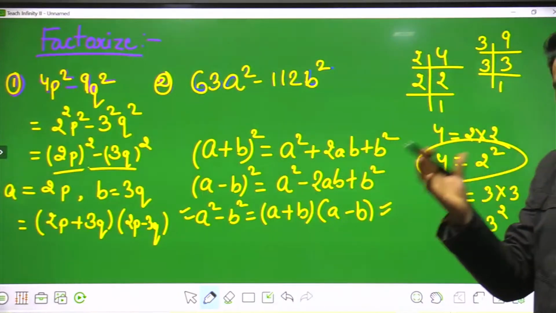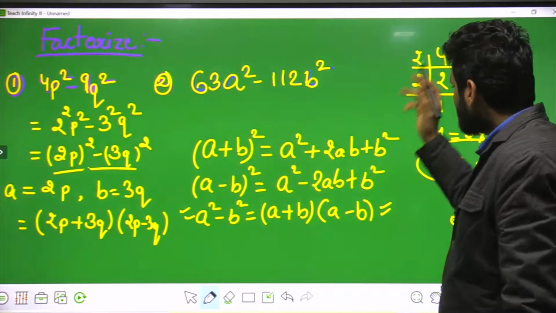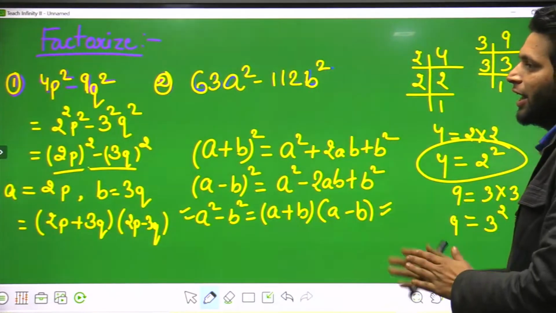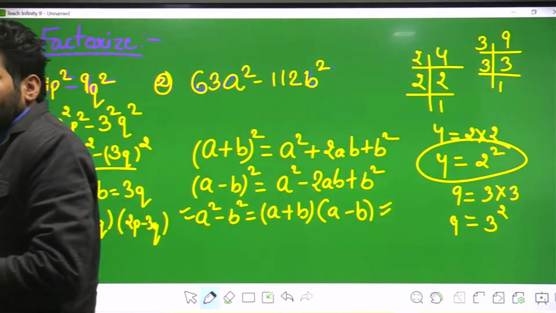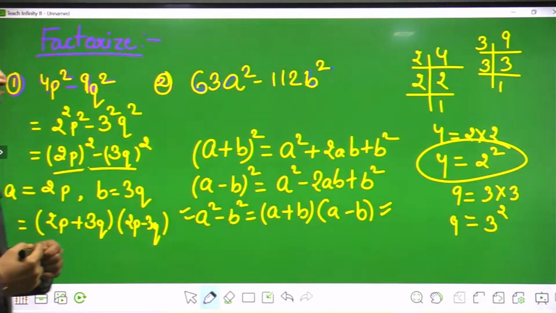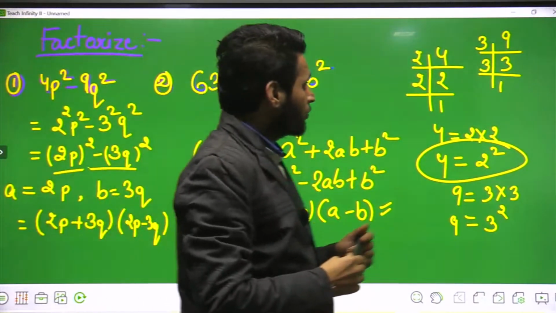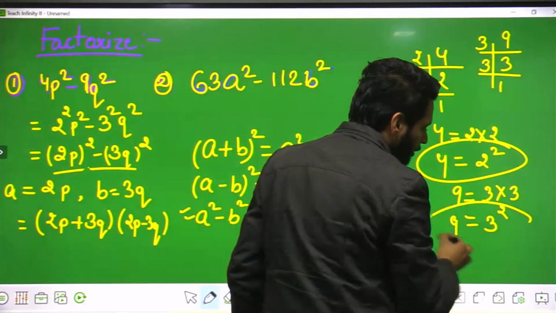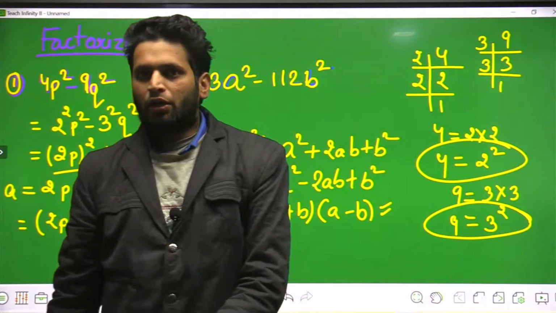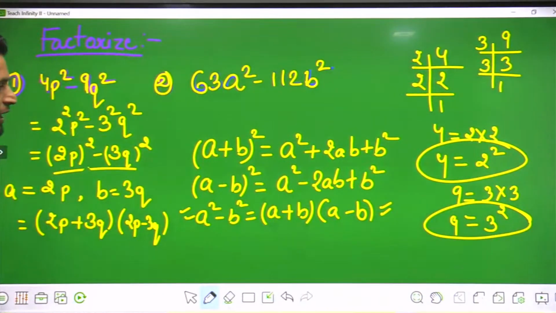And now if we are discussing 9, how can we write 9 as 3 square? On this side also, we factorize 9. The factors of 9 are 3 multiply 3. That's why we are writing 9 in the form of a square, so it will be 3 square. So at the place of 4 we can write 2 square, p square as it is, minus sign also as it is.